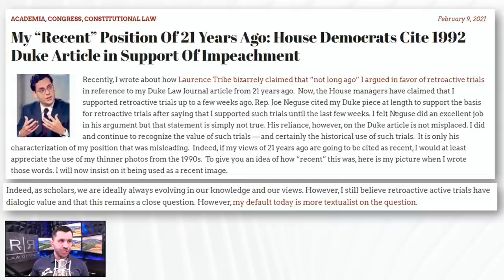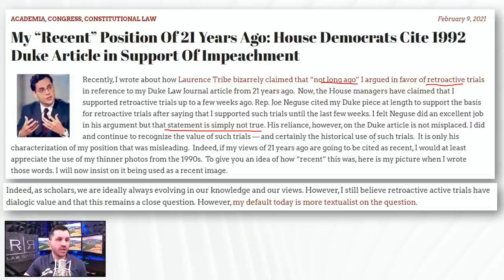My recent position of 21 years ago. House Democrats cite a 1992 Duke article in support of impeachment. He said, recently I wrote about how Lawrence Tribe bizarrely claimed that not long ago I argued in favor of retroactive trials. Now House managers claim that I supported those up to a few weeks ago. Rep. Joe Neguse cited my Duke piece at length to support the basis for retroactive trials after saying that I supported such trials until a few weeks ago. I felt he did an excellent job in his argument, but that statement is simply not true.